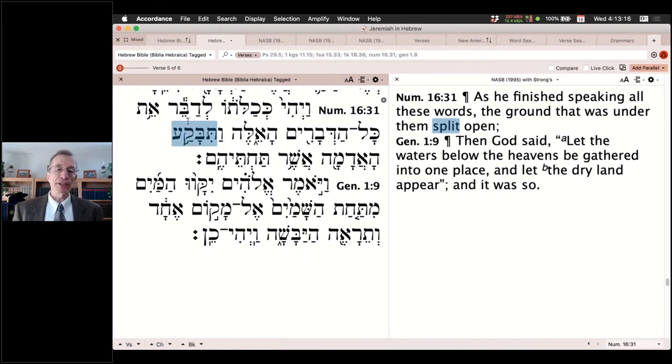But notice that right there. It doesn't say God split. It could. It could use a passive: the earth was split by someone, and we know who that someone would be. But this is perceptible to the senses. The earth, which was under them, got itself split.